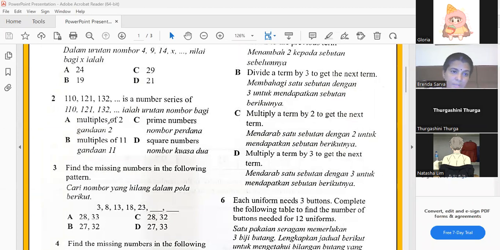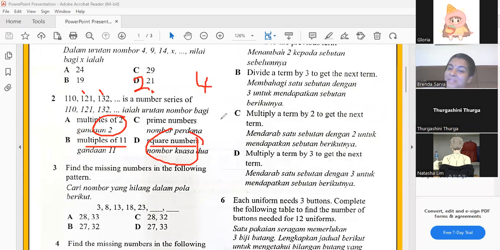Yes, this is a multiple of 11: 10 times 11, 11 times 11, 12 times 11. Multiple of 2, definitely not. Multiples of 2 will be 2, 4, 6, 8, and so on. Squared numbers. Can you guys tell me an example of squared numbers? What is a squared number? 4, very good. 2 times 2.